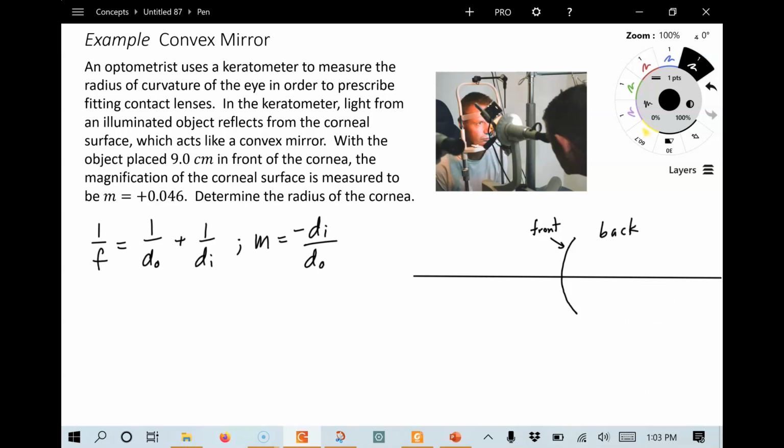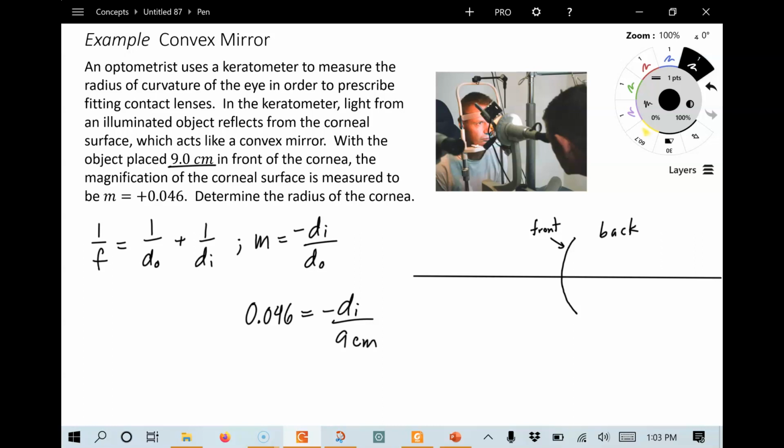And we know some stuff already. Like we know what m is equal to, right? It's positive 0.046. We know where the object is placed, 9.0 centimeters. And so we can already put a few things in. Like for the magnification equation, I know that m, 0.046, is equal to minus di over do. Do here is 9 centimeters.